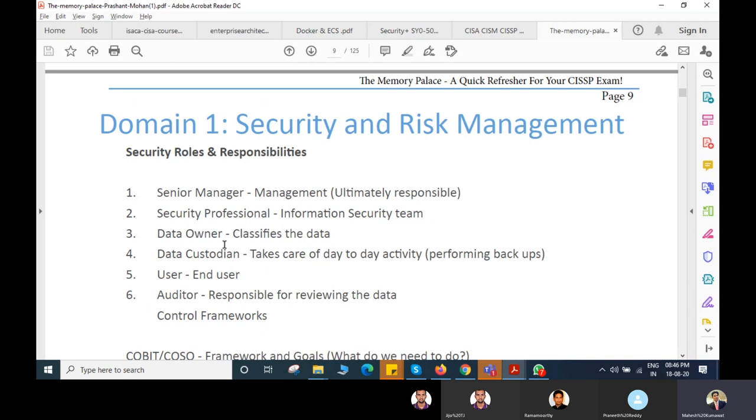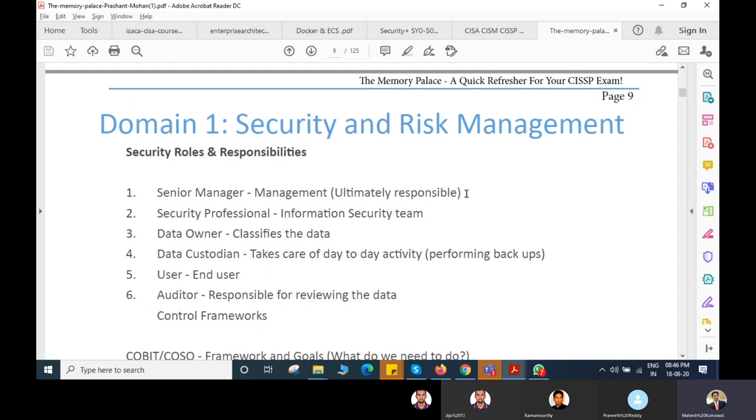Senior management is ultimately responsible. Suppose you are working in a company and you have not activated Windows, and there is a penalty. Microsoft will raid your company and impose a penalty on the company. Overall, you did not activate the software, but ultimately the responsibility lies with the senior management.